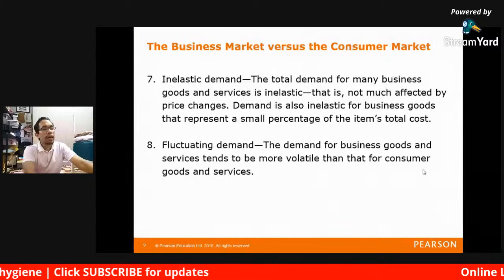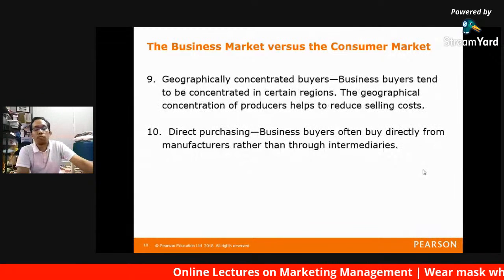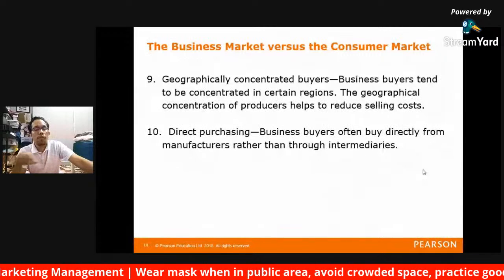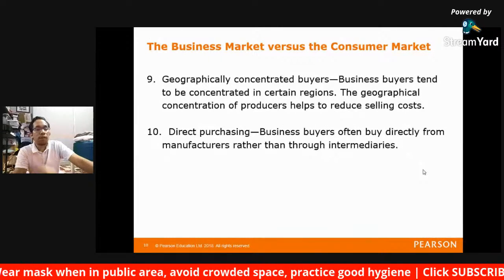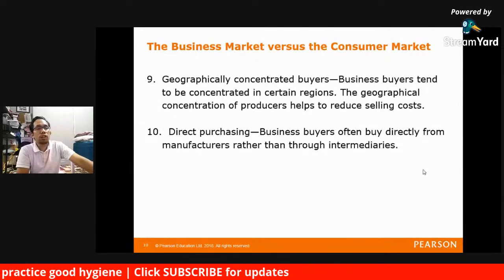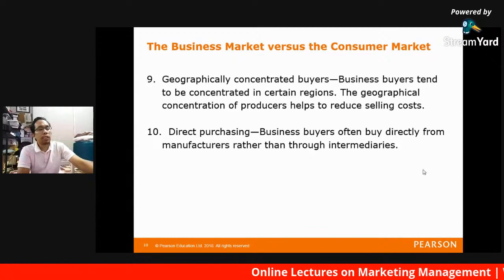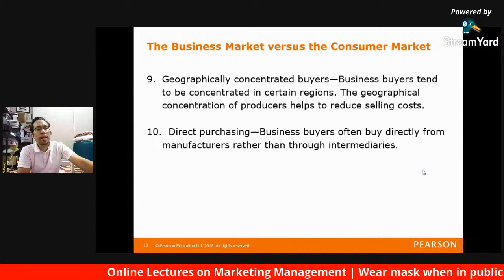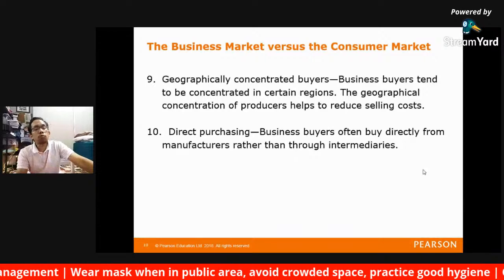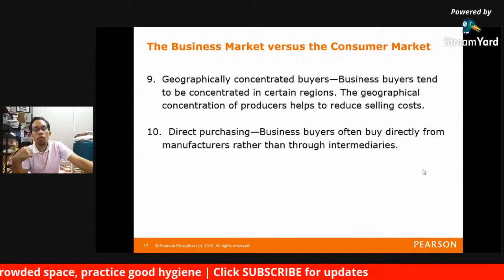All right. Okay. 9, geographically concentrated buyers. Okay, because we are positioned or located in some areas, we look much at geographical location. Business buyers tend to be concentrated in certain regions. The geographical concentration of producers helps reduce selling cost. Direct purchasing. Business buyers often buy directly from manufacturers rather than through intermediaries. Why do we need to spend more giving other people commission? Because we also need to gain a profit.